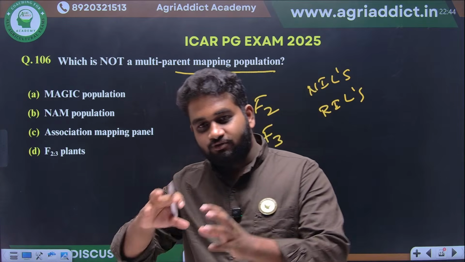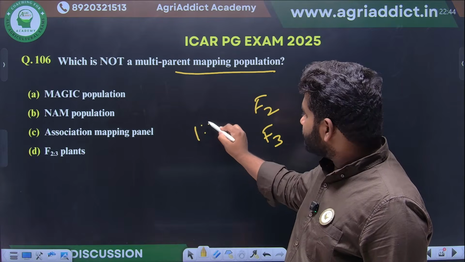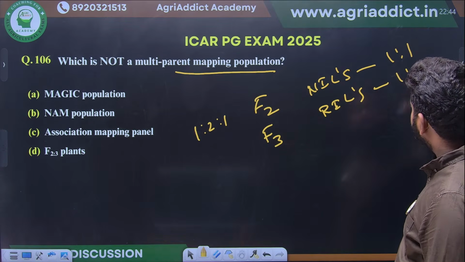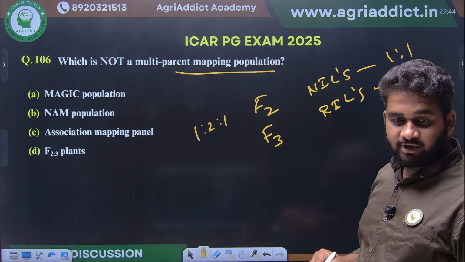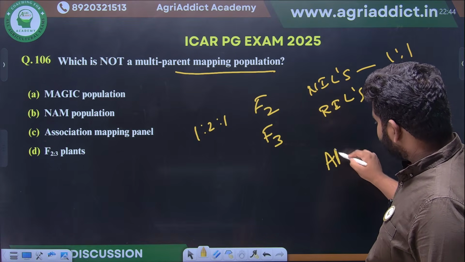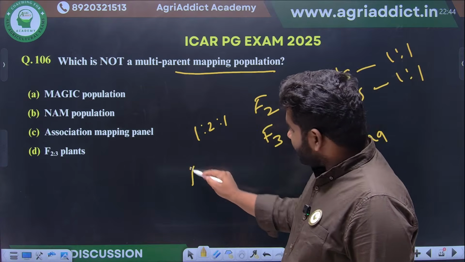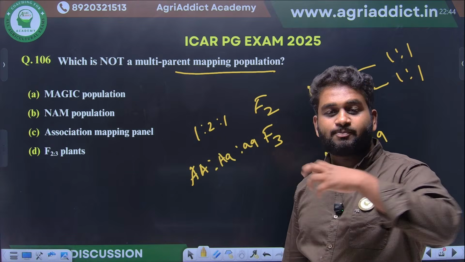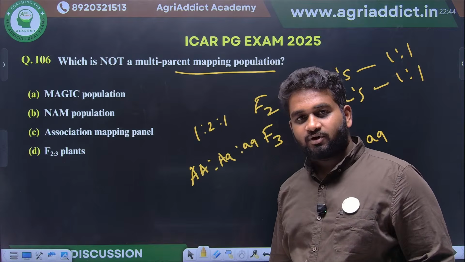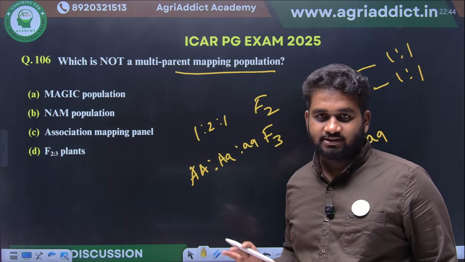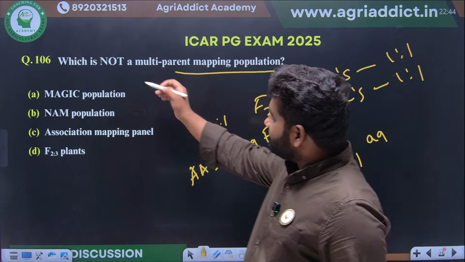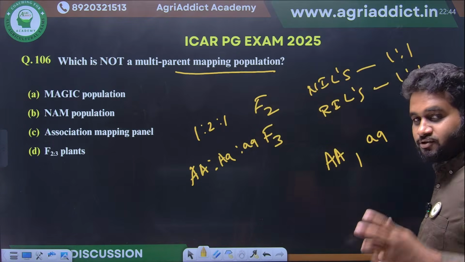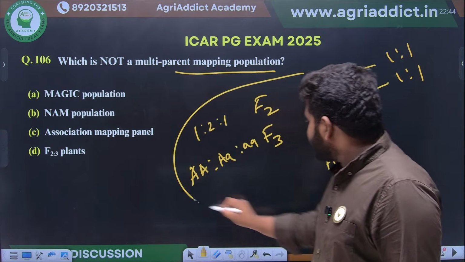We know how the segregation is happening. In the case of F2, you know the ratio 1:2:1. In the case of your NILs and RILs, it is 1:1. That means your RILs, recombinant inbred lines, or NILs contain either capital AA or small aa, but your F2 contains capital AA, capital A small a, and small aa. We know the segregation ratio, so we call that population a mapping population, which we can use to locate and map the genes. This is the basic idea you should know. They are asking which is not a multi-parent mapping population. There are two types, biparent and multi-parent. When developing this population, you use parents; if you use only two, as in all of these cases, it is biparental.